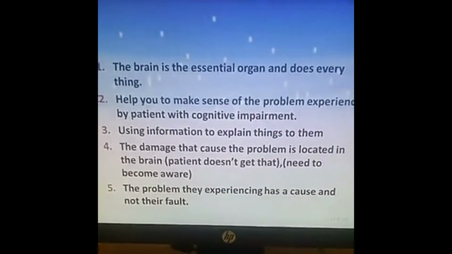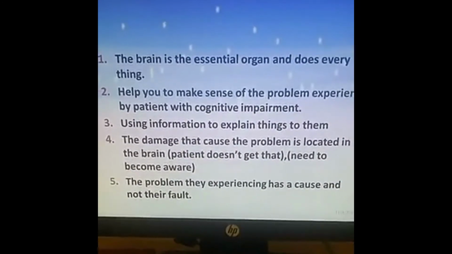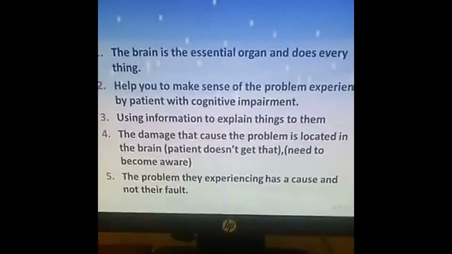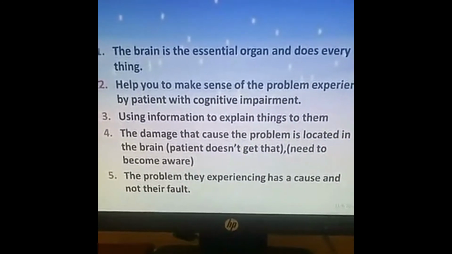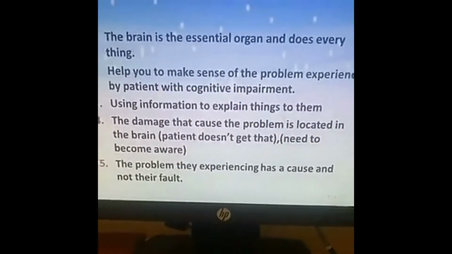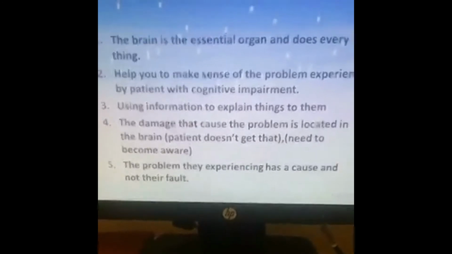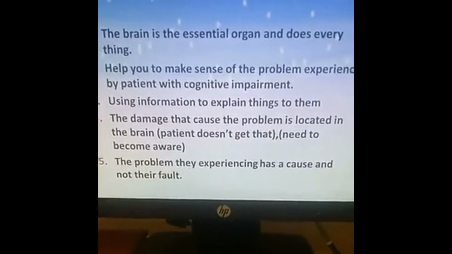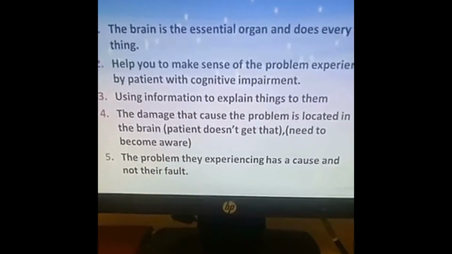I think also when we explain to the patients, they will be aware that the problem they are experiencing has a cause and is not their fault, even if there is some stress and tension they have. So this is in general why we need to be aware of the basic anatomy and physiology of the brain when we talk about cognition.